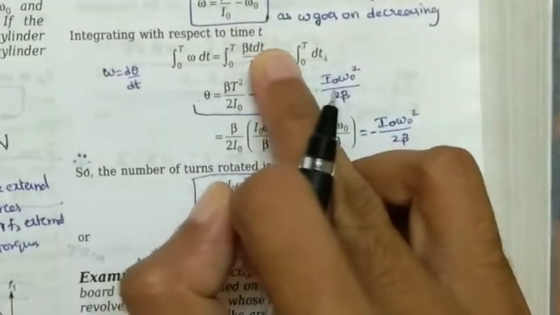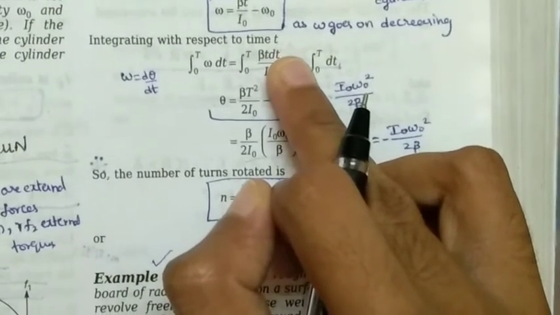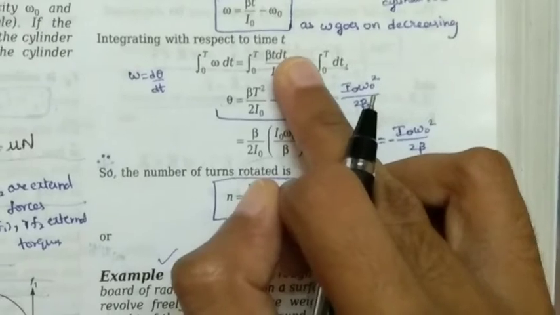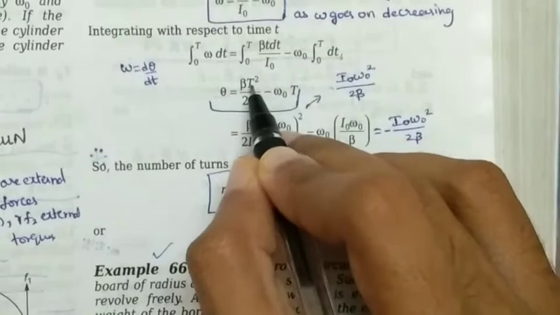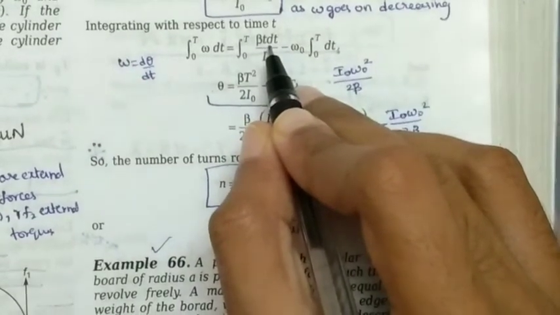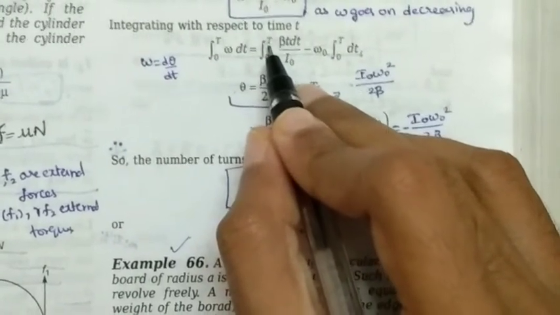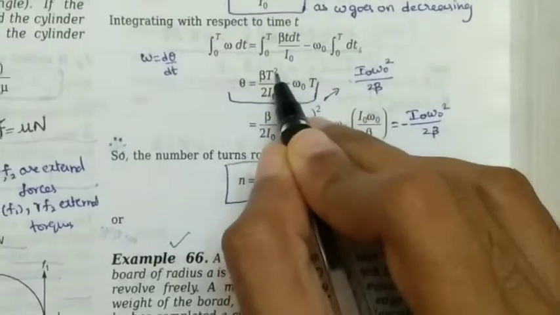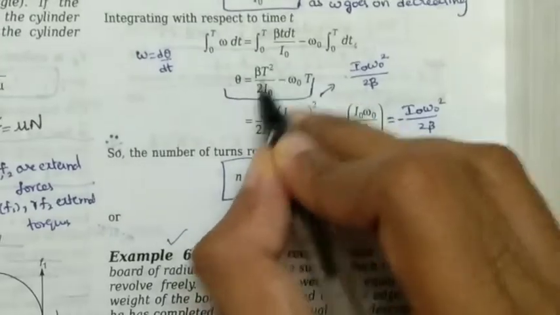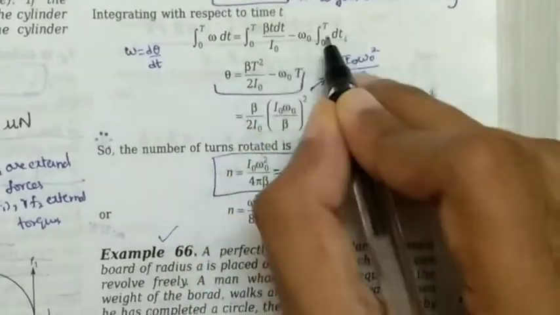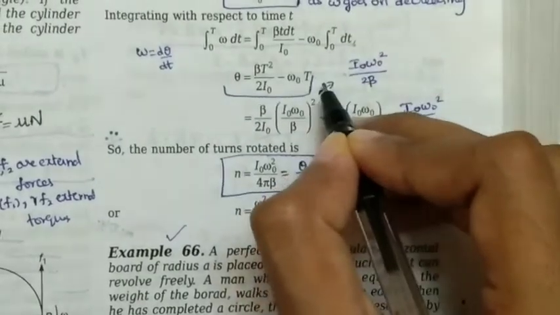And here integration of t dt is nothing but just like integration of x dx. Integration of x power n dx is x power n plus 1 by n plus 1. So t power 1 plus 1 by 1 plus 1, that is t square by 2. After applying limits, upper limit minus lower limit, capital T square by 2 minus 0, so capital T square by 2. Beta by I naught is taken as constant, so beta by I naught into T square by 2 after application of limits. And here integration of dt is nothing but t, so upper limit minus lower limit, capital T minus 0. So omega naught T.